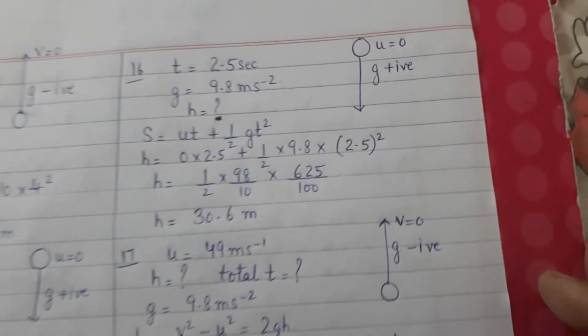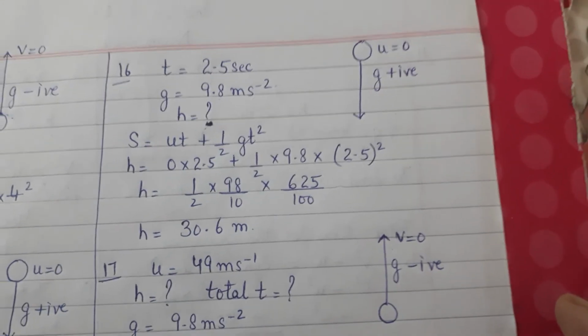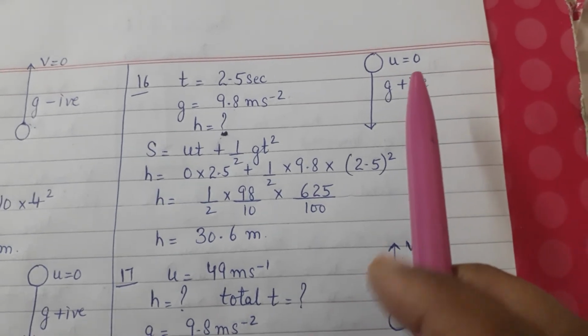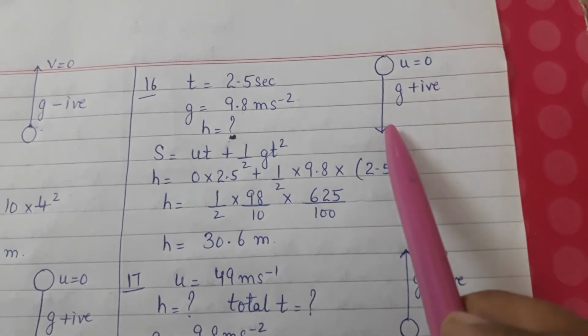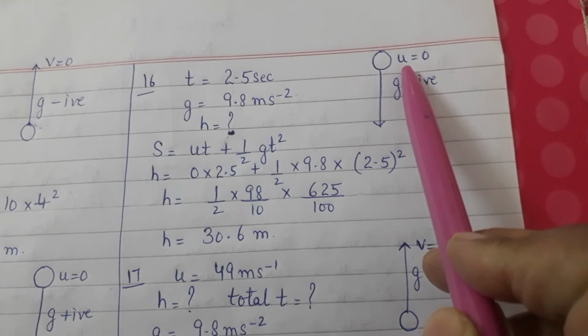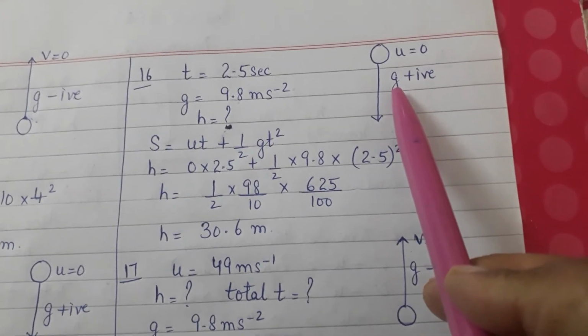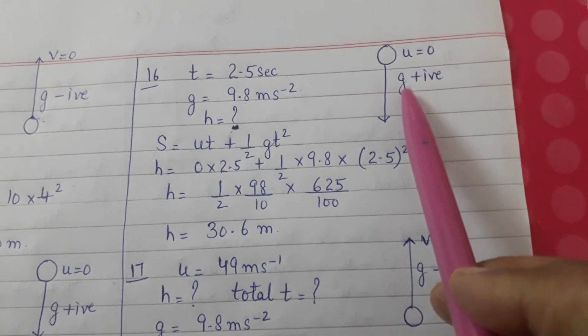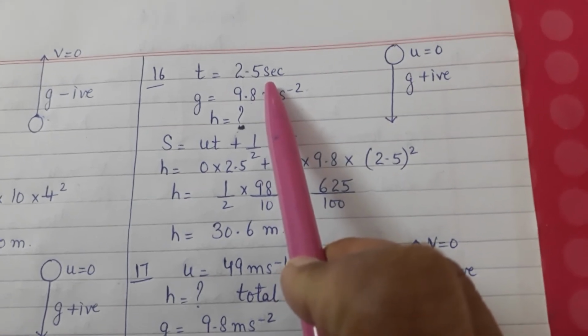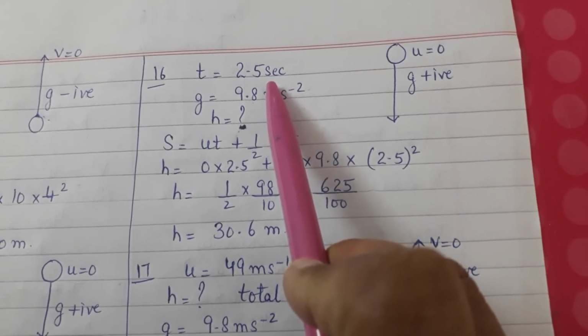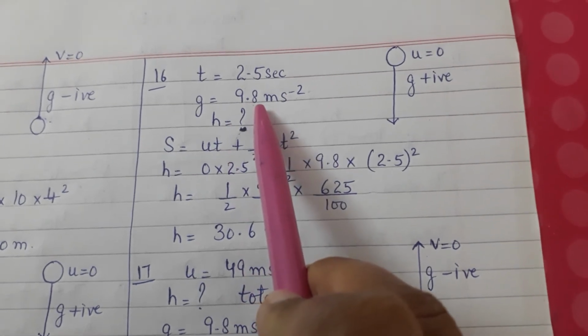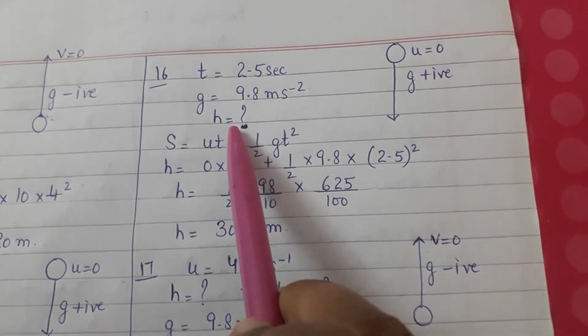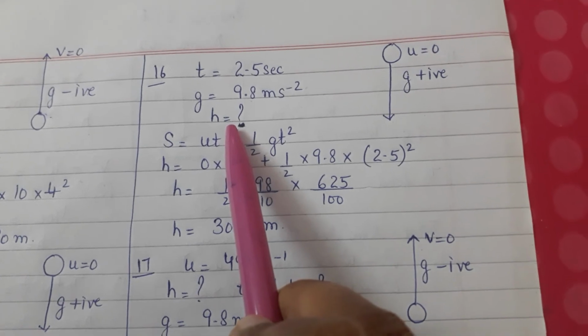Okay. Now we go to the 16th numerical problem. I read it out for you, children. A body falls from the top of a building. So again, I have used the logic u is 0 and g will be positive, right? And it reaches the ground in 2.5 seconds, right? That is the time. How high is the building? And the value of g is 9.8 meters per second square given. You are supposed to find out the value of h.